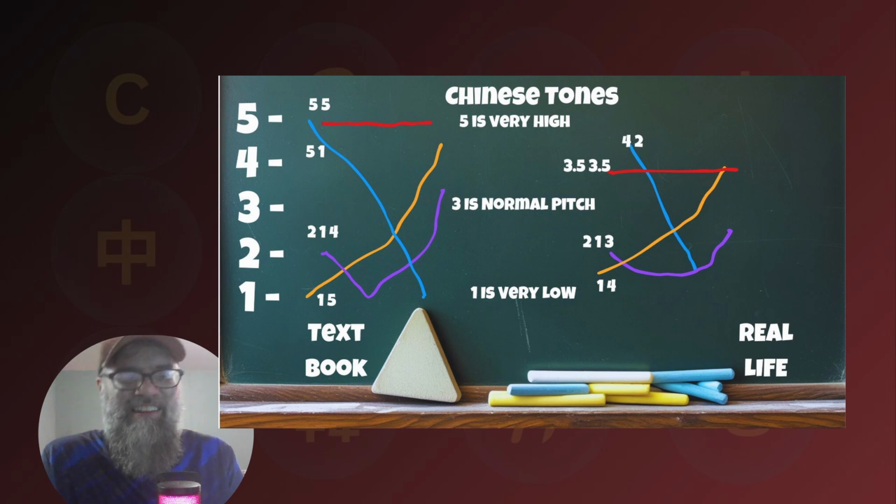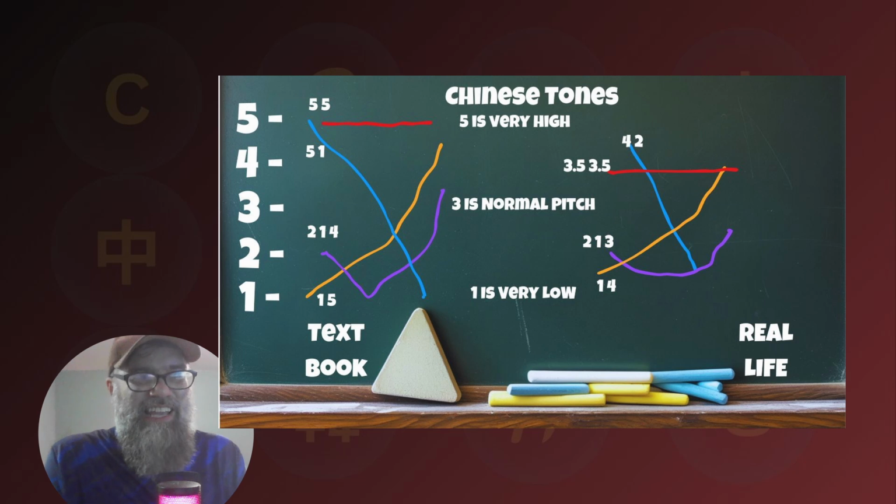Ma? And then you got the dipping tone. Many people struggle with the dipping tone, and it's similar to the rising tone in Thai. So it says in your textbook, you start at 2, go down to 1, go way down deep, and then go up to 4. Ma.